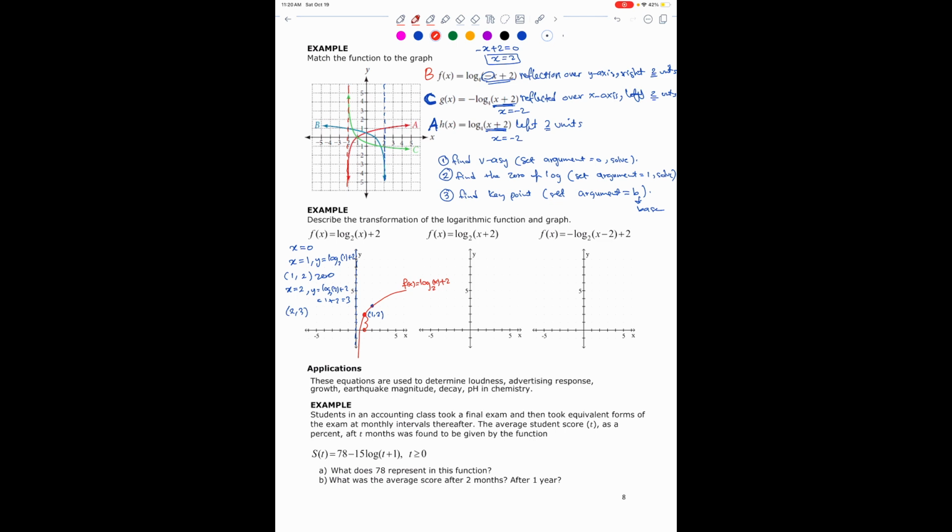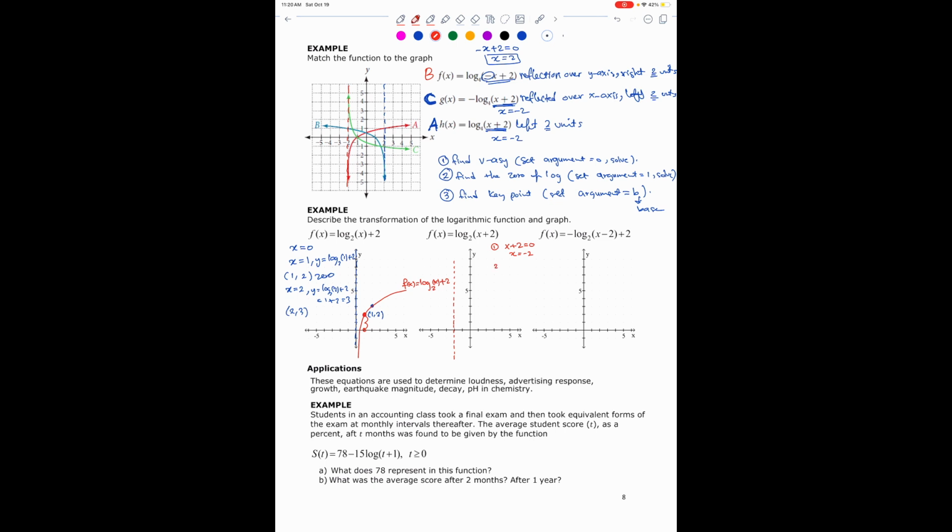The next graph, again, I will do the 3 steps one more time. So first you're going to find a new asymptote. So here is step number 1, new asymptote. We're going to make the argument equal to 0 and solve. We get x equals -2. So x equals -2 is this line right here, and that is the new asymptote.